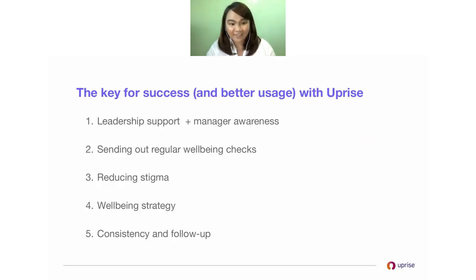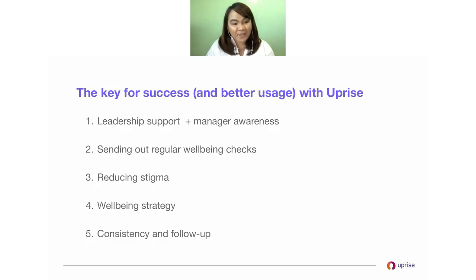All right. So now, the keys for success and better usage with Uprise. This time, I will go to the strategies, or the tips that you can do in your team or in your company to have a better usage of the platform itself. So first, we have leadership support plus manager awareness, sending out regular well-being checks, reducing the stigma, which is very, very important, and then well-being strategy and consistency and follow-up.